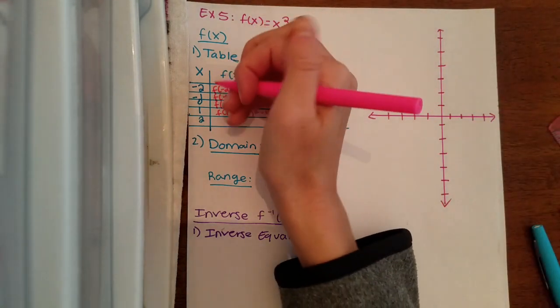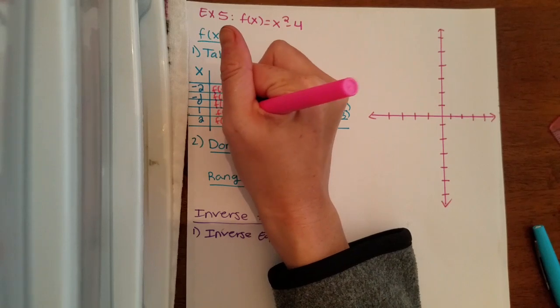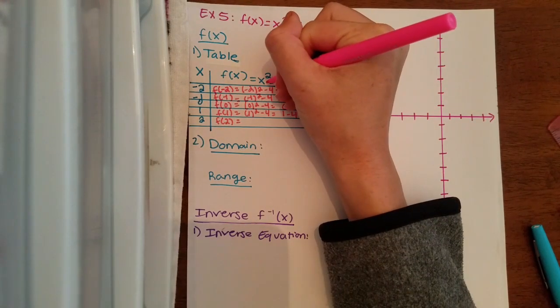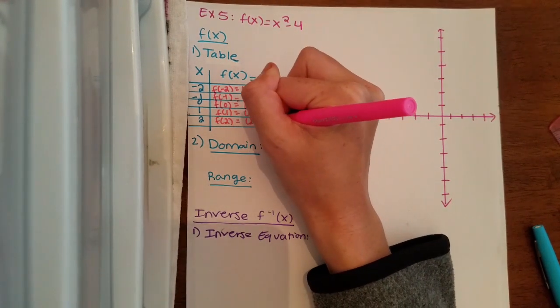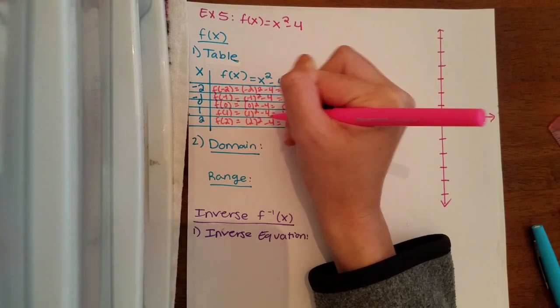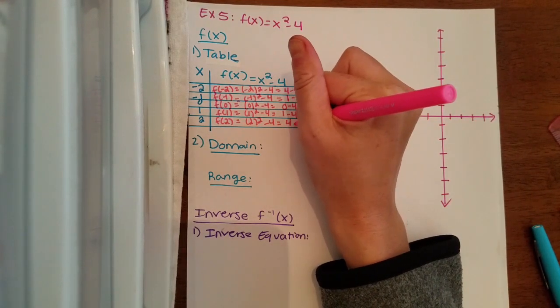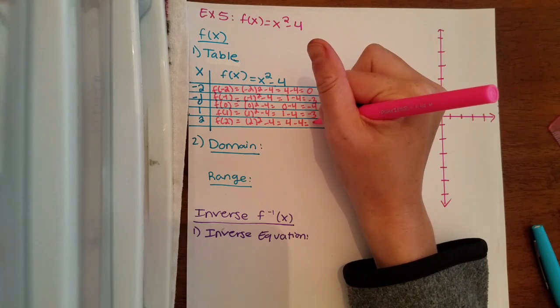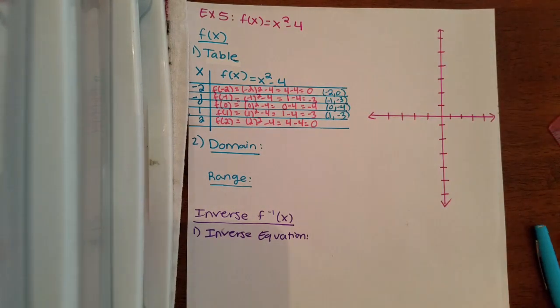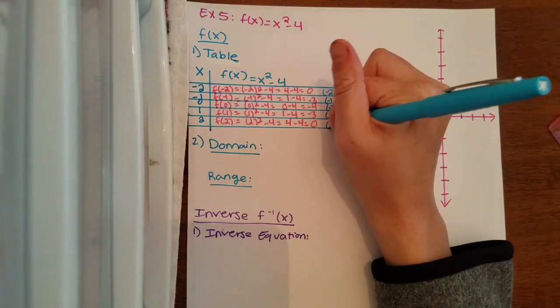And my final point I'll be plotting is that f of 2. So I'm going to replace x with a 2. So 2 raised to the second power minus 4. 2 times 2 will give me a 4, and 4 minus 4 will give me a 0. So the last point I'm plotting is that 2, 0.